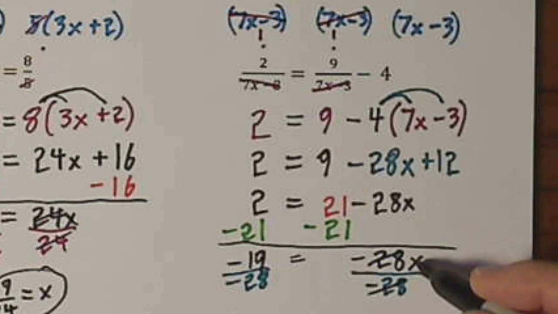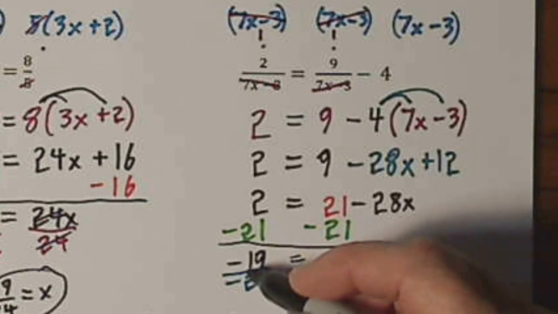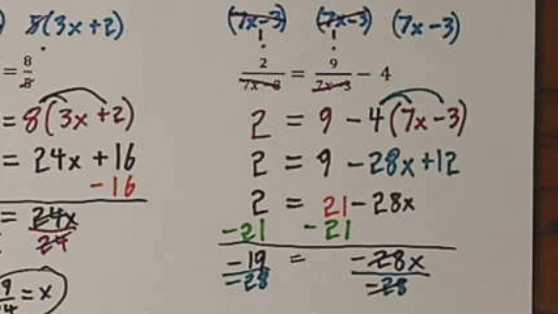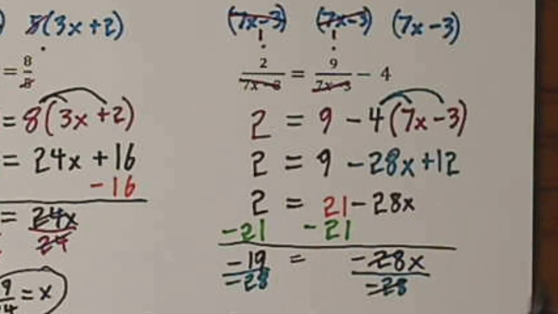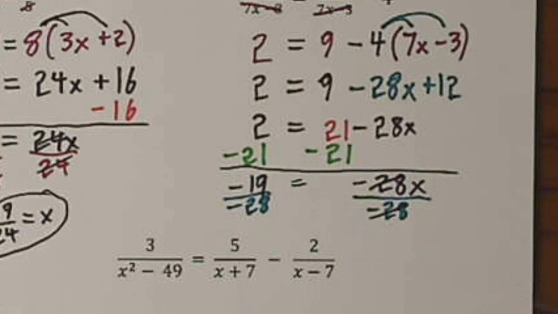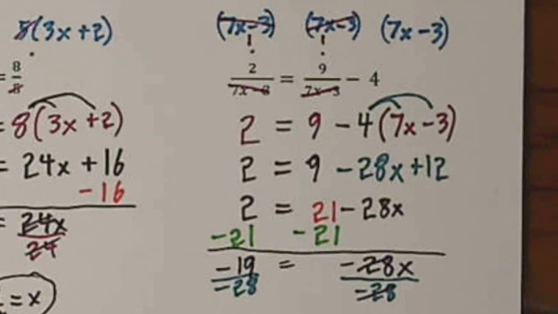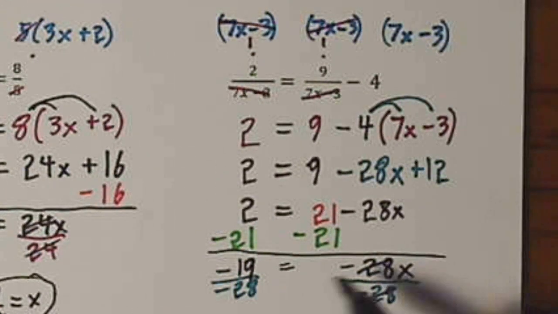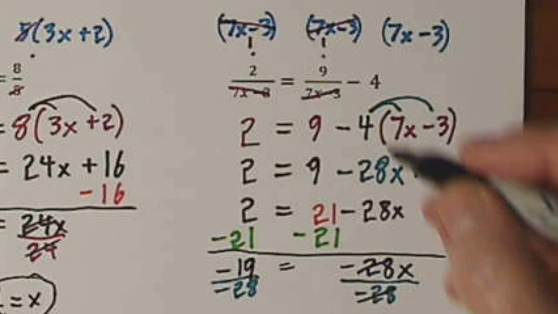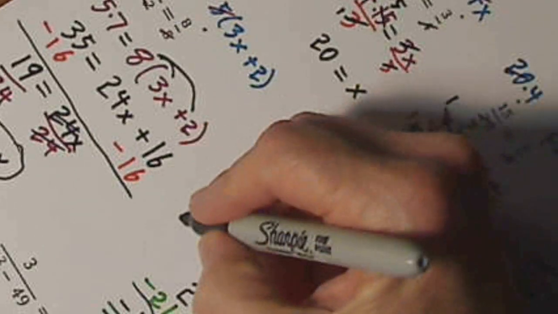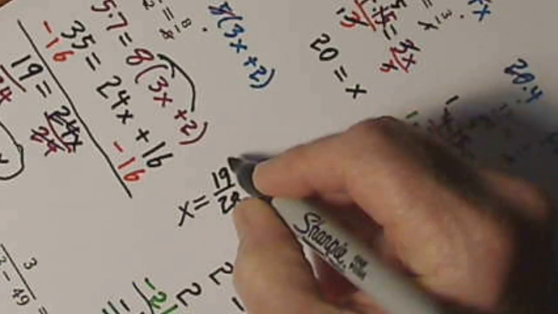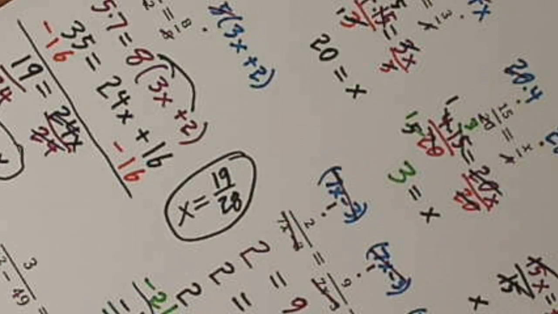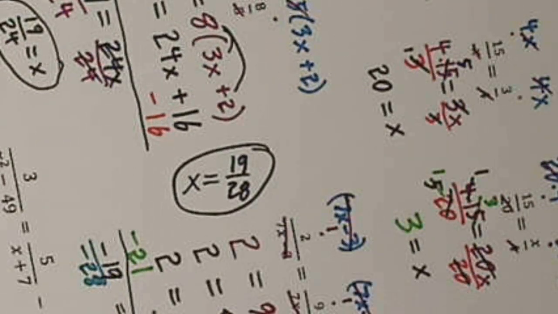So those cancel. You have x equals negative divided by a negative is a positive. So we're going to end up with, usually I keep going down the page, but I have another problem right here, so I don't want to write over that. But x equals 19 over 28, so I'll put that right here. Alright, so that's what we ended up with for that problem.